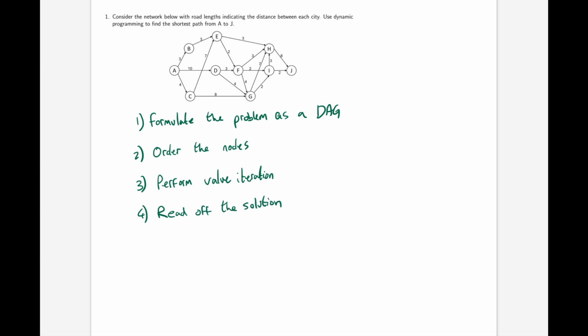So the first thing to do is formulate the problem as a directed acyclic graph. Now our problem is already a directed acyclic graph, and the problem is a shortest path problem. So this is done for us.